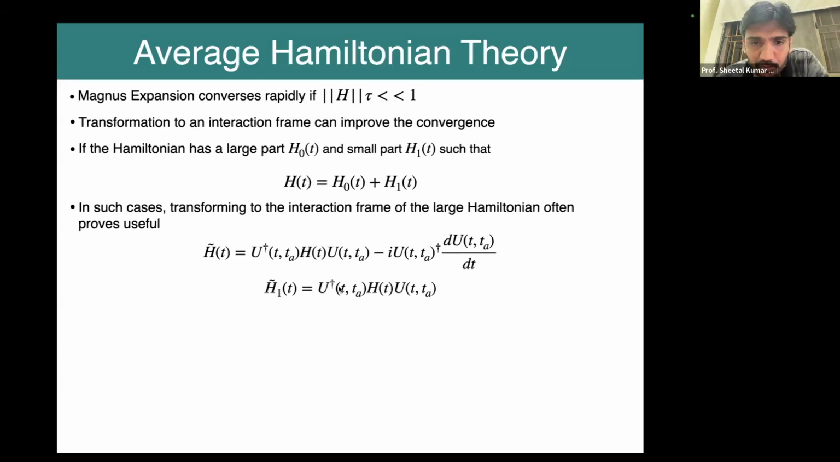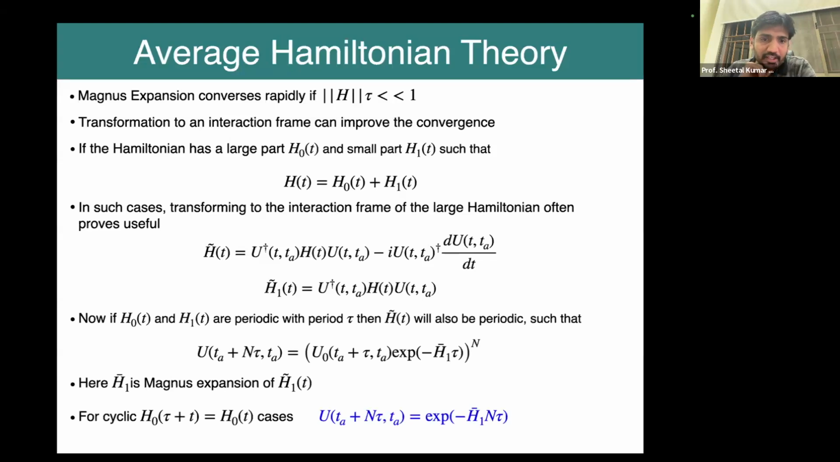And if we solve this equation, it can be written in this form here, where the perturbation part, which is the smaller part, has this transformed form. Now, if further the two parts, H0 and H1, both of those are periodic, then one can see that we can write the expression of the time evolution operator in this form, because after every time it repeats, so it's n times.